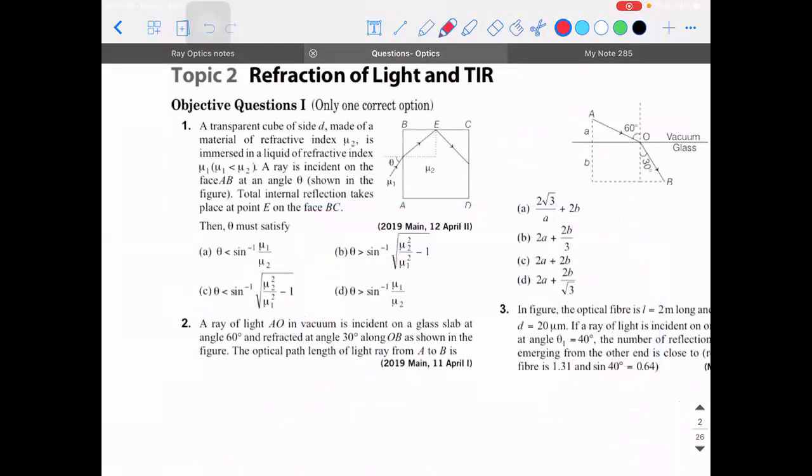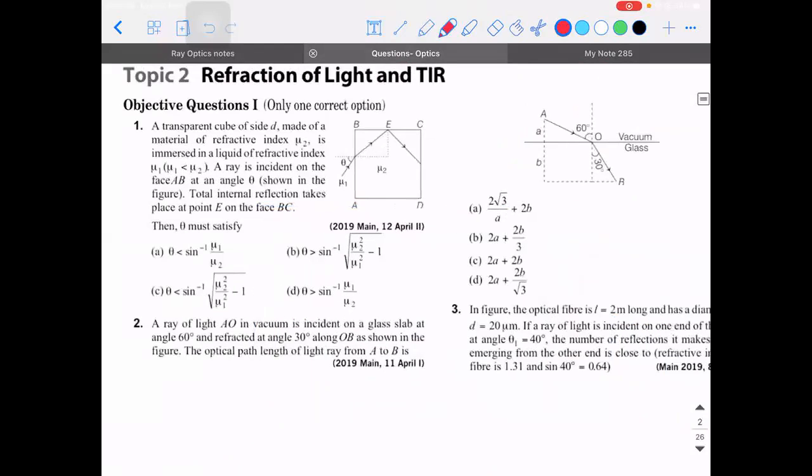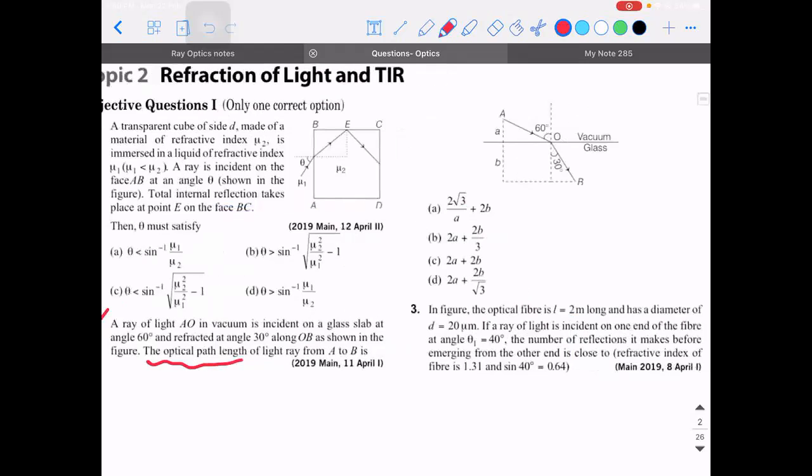Let's try one more problem. There is a ray of light AO in vacuum which is incident on a glass slab at an angle of 60 degrees and refracted at an angle of 30 degrees along OB as shown in the figure. Optical path length I have to explain, that we will see later. Next.